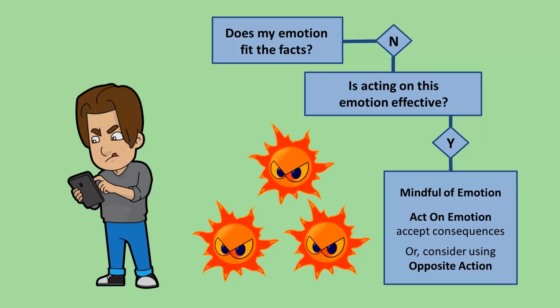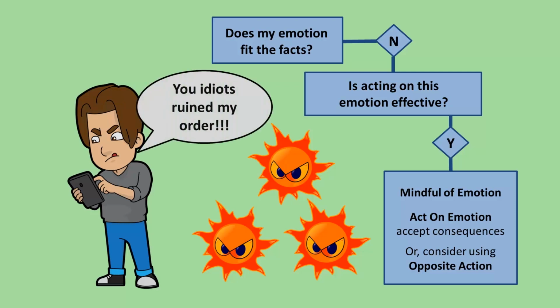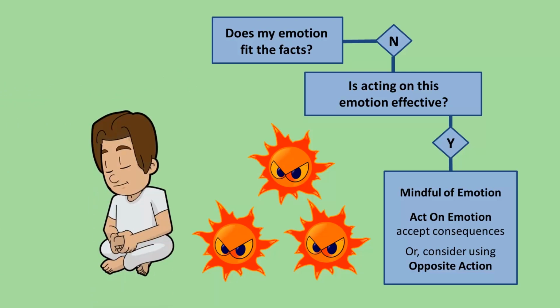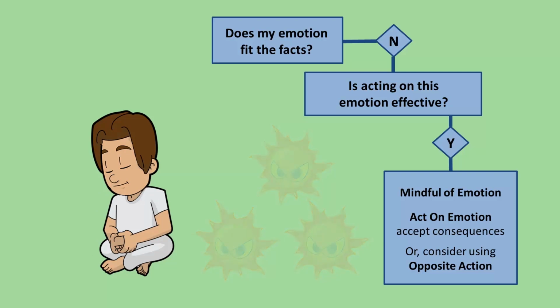But maybe we're feeling so angry right now, we're liable to start yelling on the phone, which could still be effective, but we could also consider opposite action as well. And opposite action for anger involves taking a time out, calming ourselves a bit, and then being nice to other people instead of attacking them.